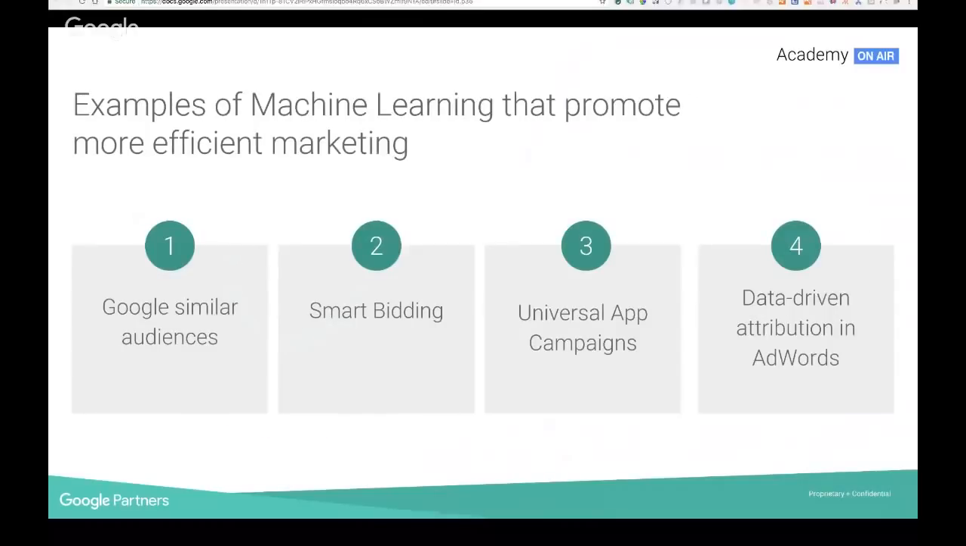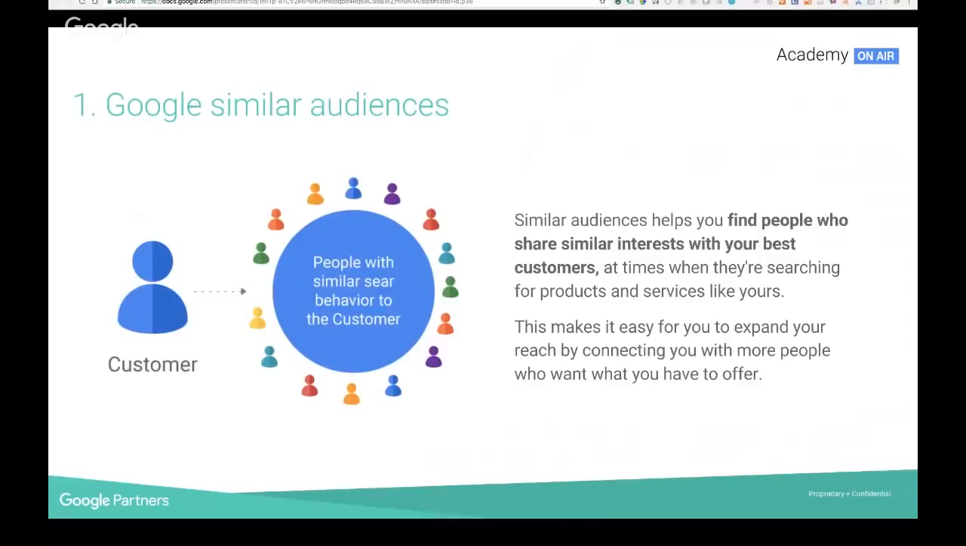So here are some examples that we already talked about that demonstrate more efficient marketing. Google similar audiences, you've probably heard about that before. What we do is, based on prior experience and data, we look into people that are similar to the people that are already in your remarketing lists so we can identify them.